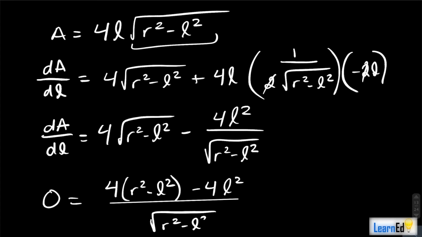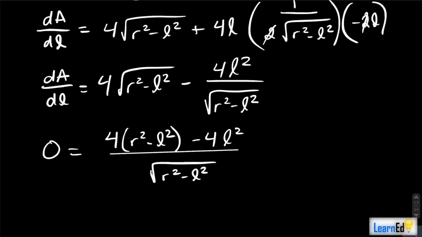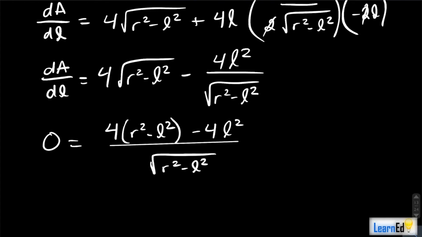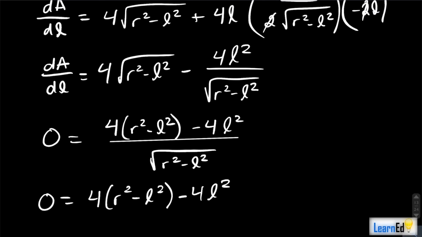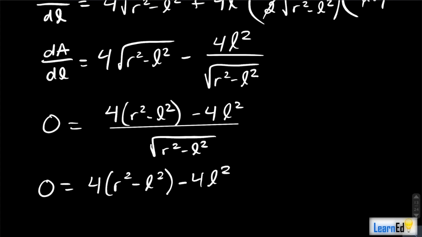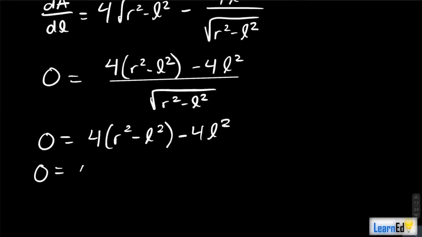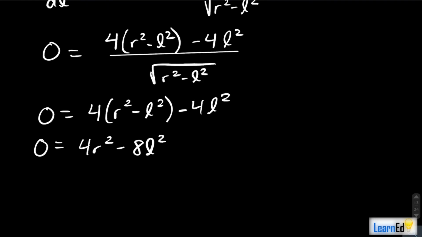All right? So the denominator just goes away because you can multiply both sides by the denominator, and it becomes 0. Then you would just end up with 4 times r squared minus l squared minus 4l squared. And you can distribute that 4, and what you would end up getting is 4r squared. You get minus 4l squared, but since we already have a minus 4l squared on the outside, this will become minus 8l squared. And we can add the 8l squared to the other side and get 4r squared equal to 8l squared.